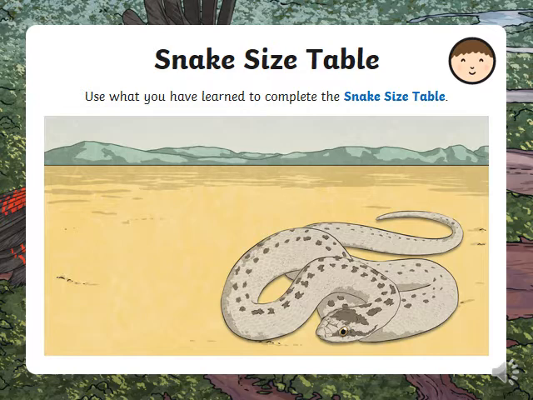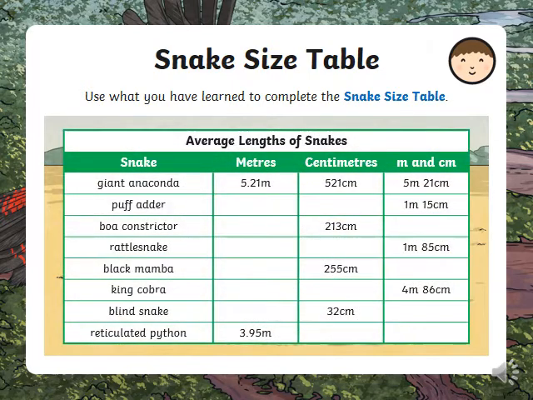So, using what we've learnt about multiplying by 100 and dividing by 100 to change our metric measures, can you complete the snake size table? And here is the table. So this is the average length of snakes. And we can see one has been done for us. We've got the very top, the giant anaconda. And in meters, it is 5.21 meters. And to turn that into centimeters, we multiplied it by 100, and it became 521 centimeters, which in meters and centimeters is 5 meters and 21 centimeters.